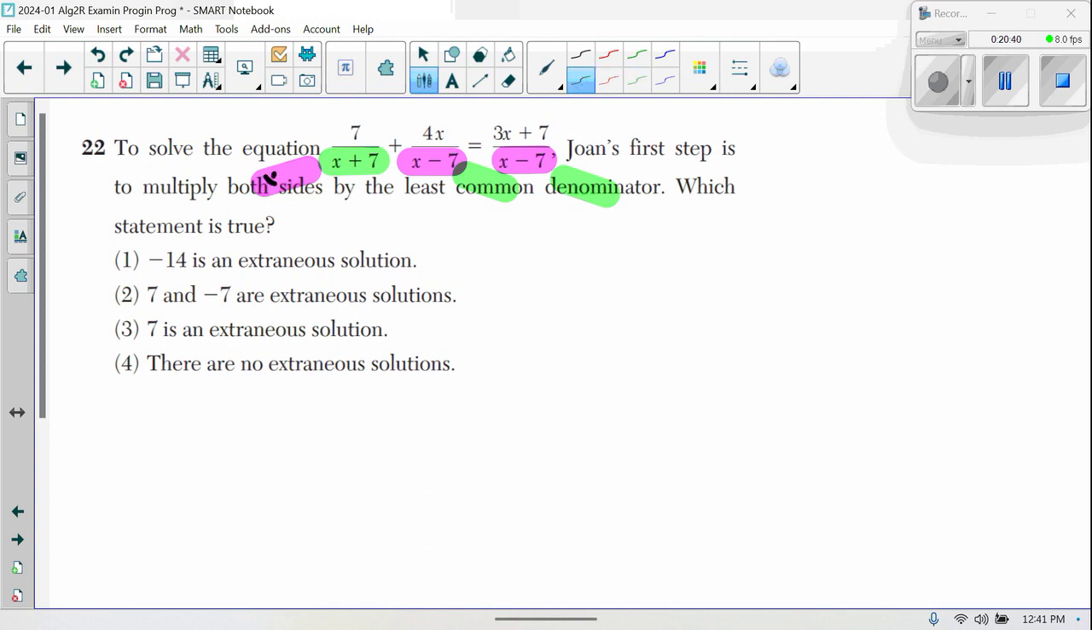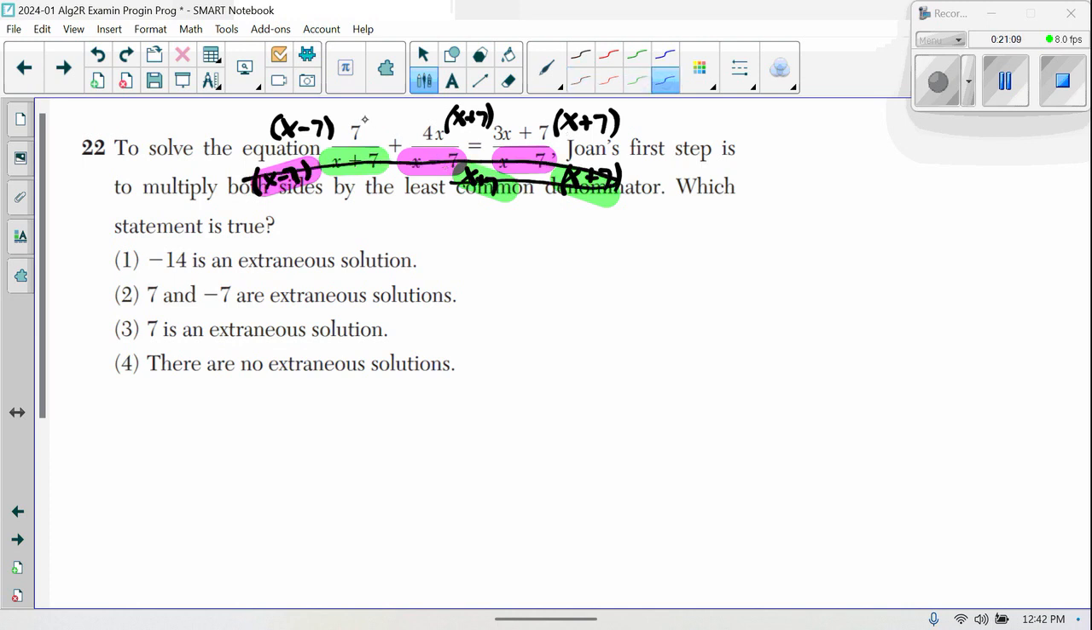This needs an x minus 7. What I do to the bottom, I need to do to the top. This needs an x plus 7. What I do to the bottom, I need to do to the top. And this also needs an x plus 7. What I do to the bottom, I do to the top. Now, once the bottoms are all the same, I'm just going to cross those out.